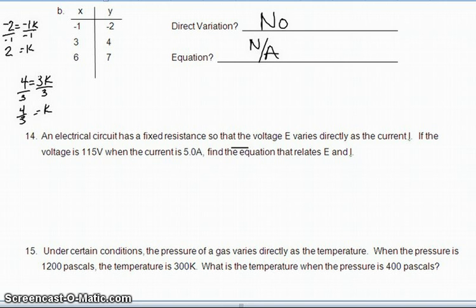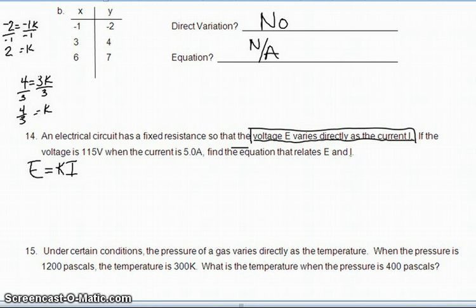So on 14, an electrical circuit has a fixed resistance so that the voltage E varies directly as the current. If the voltage is 115 when the current is 5 amps, find the equation that relates E and I. So that first sentence, voltage varies directly as current, tells me that E varies directly, means I'm going to have a constant of proportionality, and my current I.